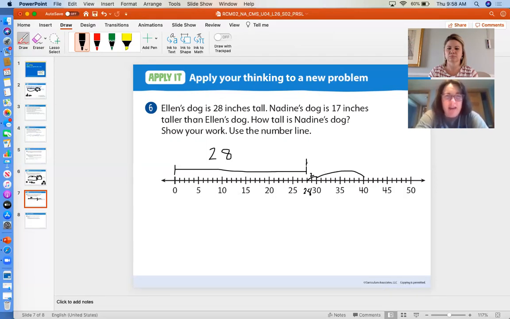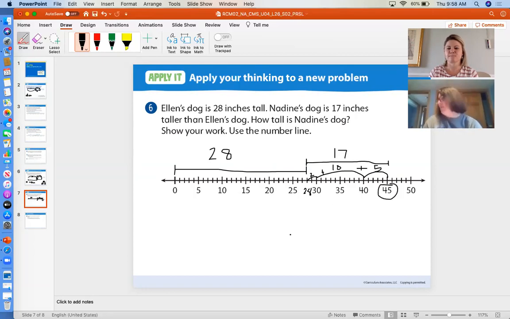Because I know that. But like Mrs. Croft's doing right now, she's counting her hops to make sure. So she went from 28 to 30, which got her 2. Then she went from 30 to 40, which got her 10. And then 40 to 45, which got her 5 more. If we add those up, 2 plus 5 is 7. 7 plus 10 is 17. So we know we went the distance that we needed to.